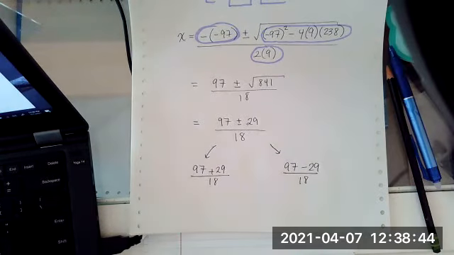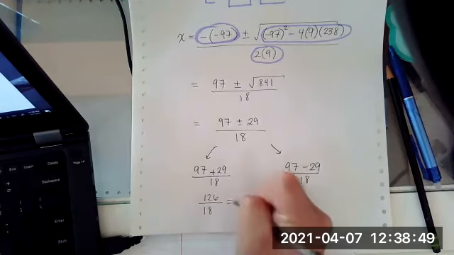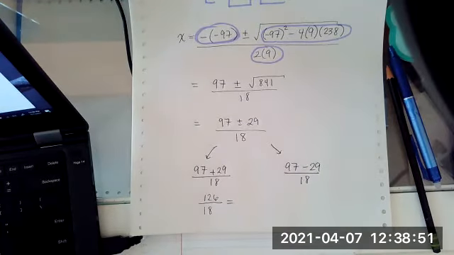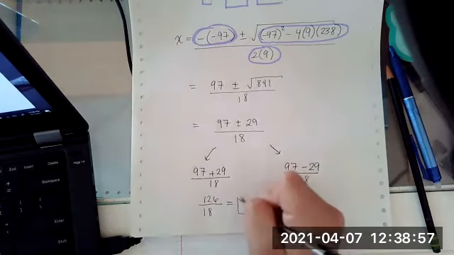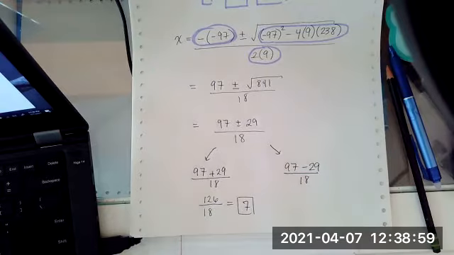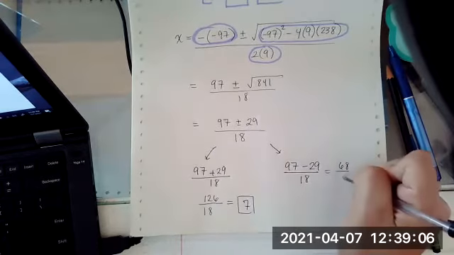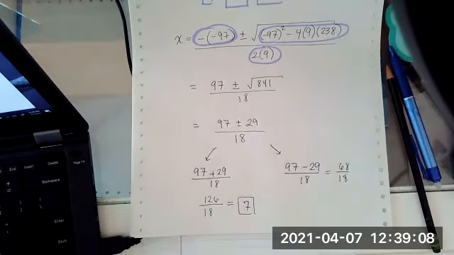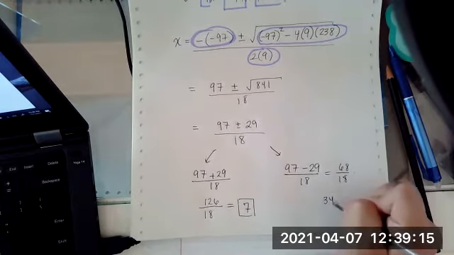So 97 plus 29 is 126 over 18. And that will reduce, 126 over 18, to just 7. 97 minus 29 is 68 over 18, which reduces to 34 over 9.